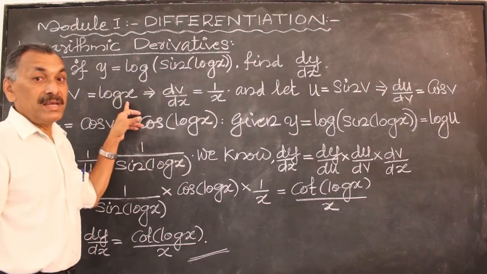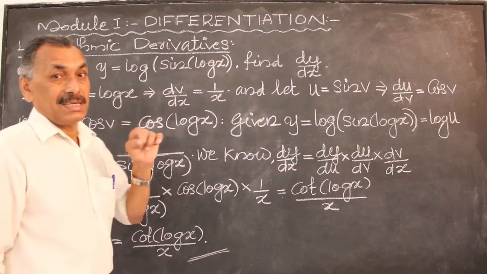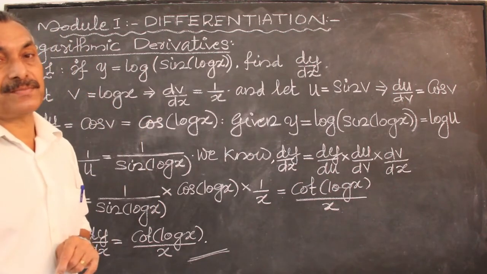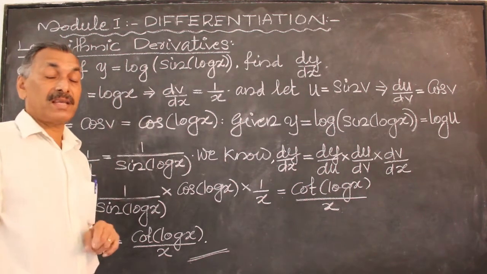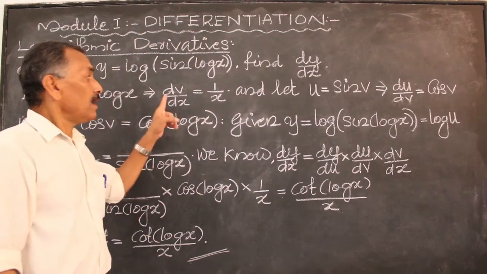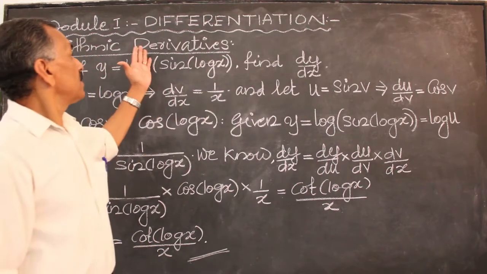Here, the base is e. Since the base is not mentioned, the base is e, that is, log x to the base e. Then dv by dx is equal to 1 by x.